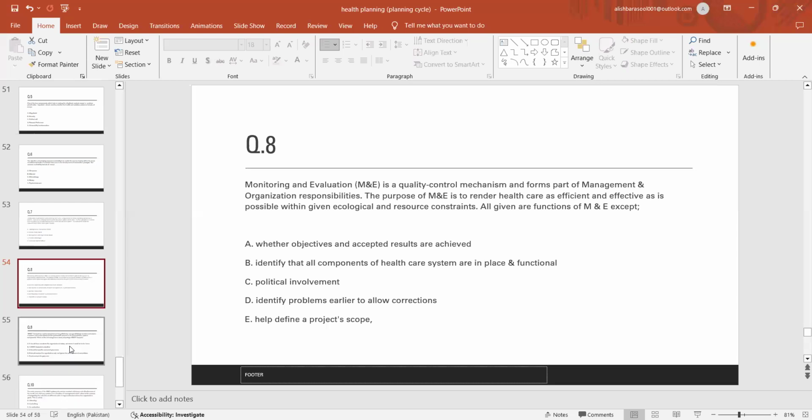Monitoring and evaluation is a quality control mechanism and forms part of management organization responsibility. The purpose of M&E is to render healthcare as efficient and effective as is possible with given ecological resource constraints. All are functions of monitoring and evaluation except A, whether objectives and expected results are achieved; B, identify that all components of the healthcare system are in place and functional; C, the political involvement; D, identify problems earlier to allow corrections; E, help to define a project scope. It's D.